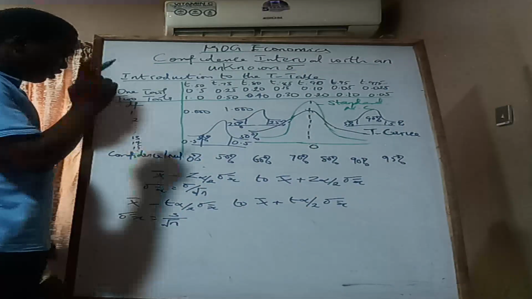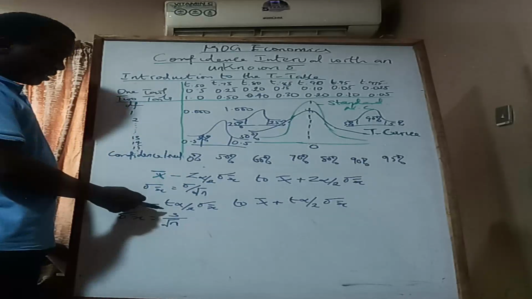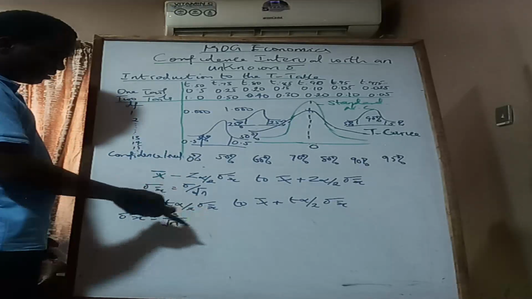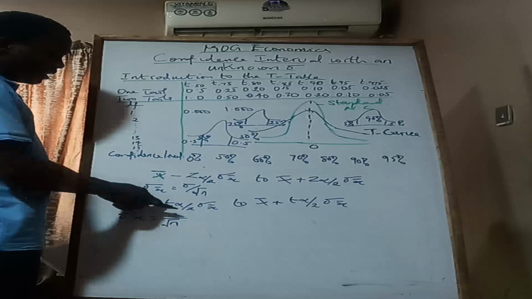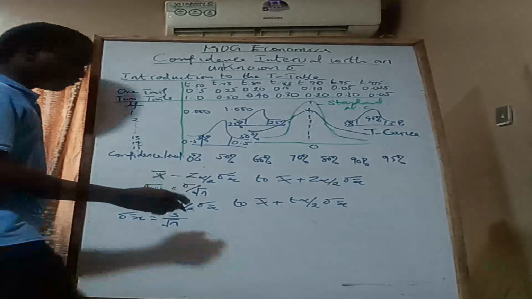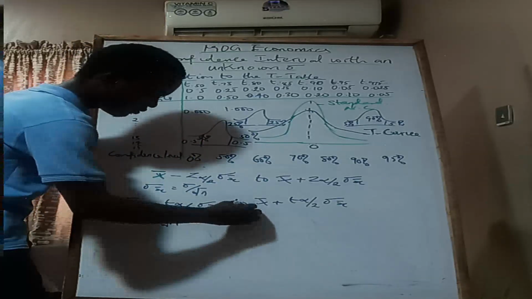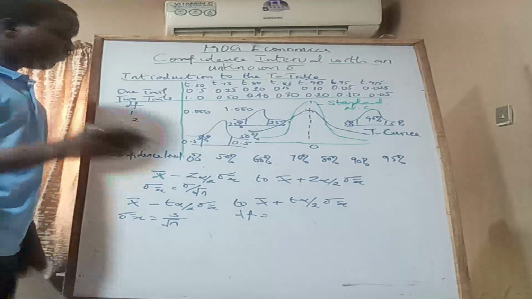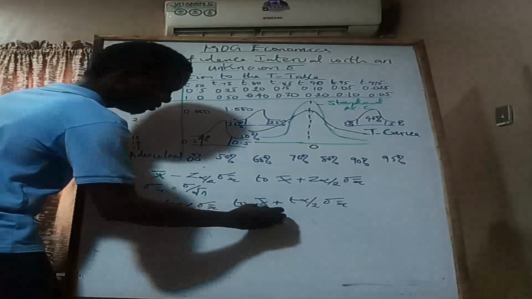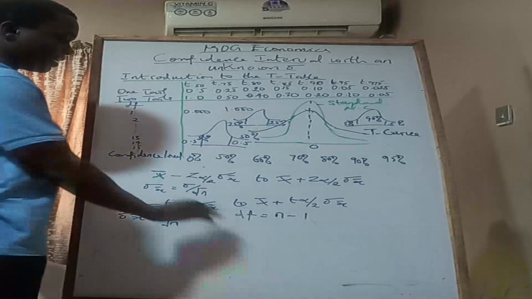Okay, then something else is that in trying to look for our t value, we are also going to make use of our degree of freedom. I already wrote something about degree of freedom down there. Degree of freedom is given as n minus 1, number of observations minus 1. So that's how you find degree of freedom.